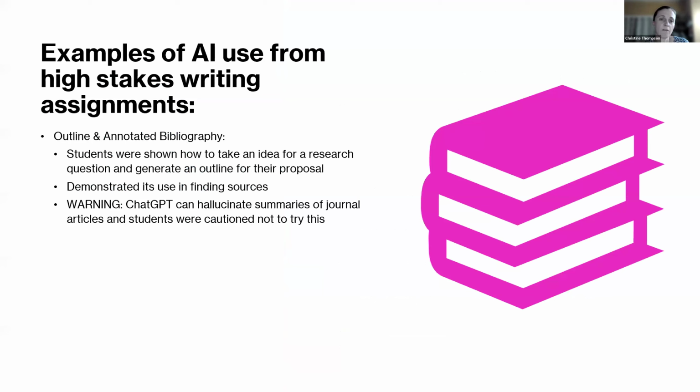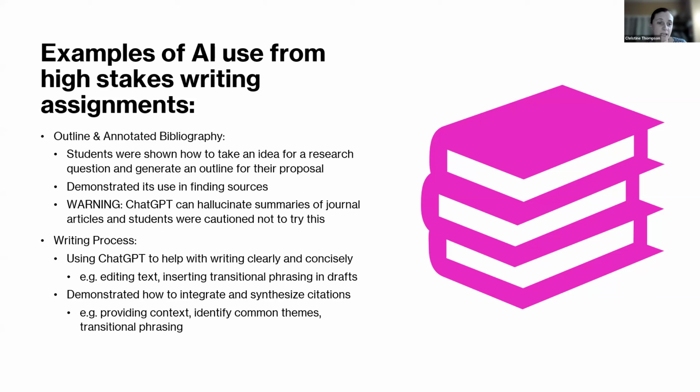So here are some examples of how I showed them how to use AI. So for the outline and the annotated bibliography, they were shown how to take an idea for a research question and generate an outline for their proposal. The outline also had to incorporate their sources, which GPT can't do very well. So it had to incorporate some of their own work too. I demonstrated its use in finding sources. For the annotated bibliography, they were warned and shown that it can hallucinate summaries of journal articles. And so they were cautioned not to try this. And even in these summaries, they had to relate it to a particular aspect of the proposal that they were going to include it in.